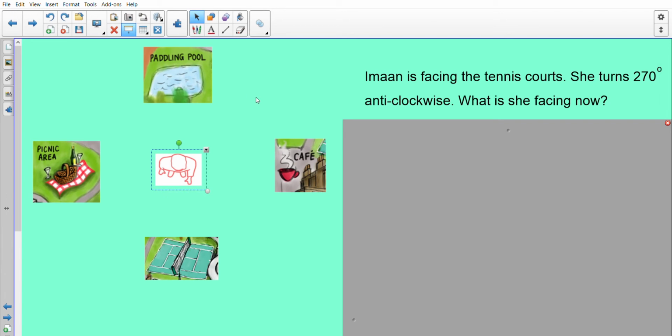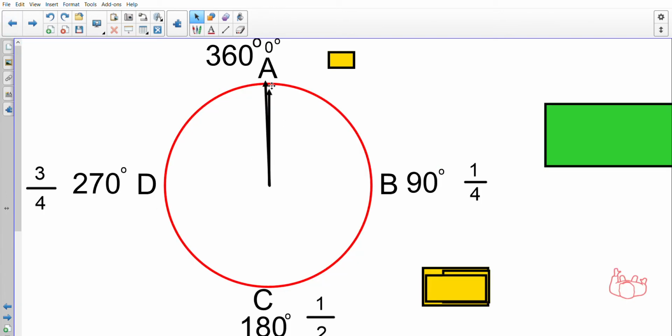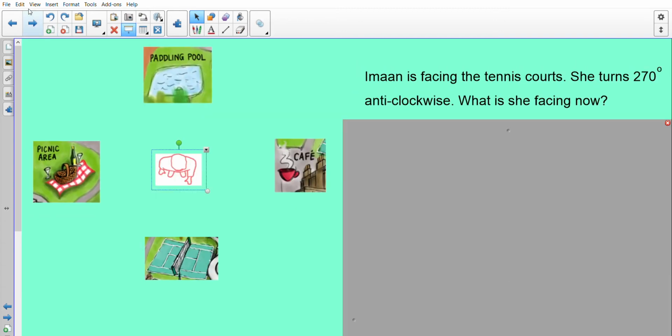She turns 270 degrees anti-clockwise. Let's just remind ourselves of what 270 degrees is. It's three quarter turns, isn't it? And clockwise is the direction the clock goes in. So 270 degrees, so it's 3/4 turns, so 90 degrees, 180 degrees, 270 degrees. She is facing the cafe.